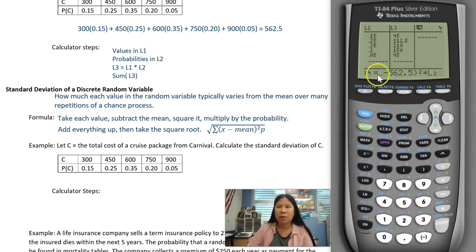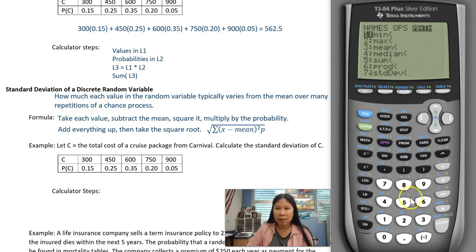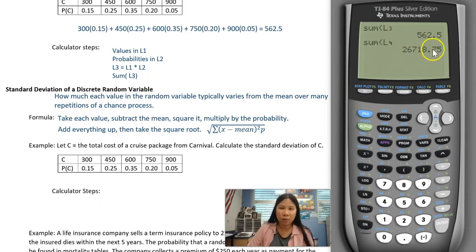Okay, so we've typed that into our calculator, hit enter. We get a bunch of big numbers. Fine. But we're going to add everything up here, so we're going to do sum of L4. So let me get back into my home screen. Second mode, second stat, go over to math to get to sum of L4, hit enter. So that's what I get when I add everything up, but then we're going to take the square root of this number, and that'll give us the standard deviation.